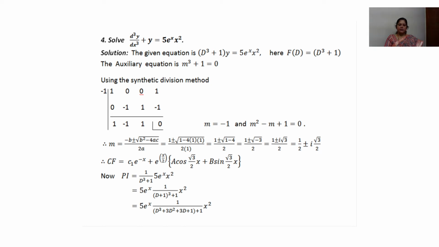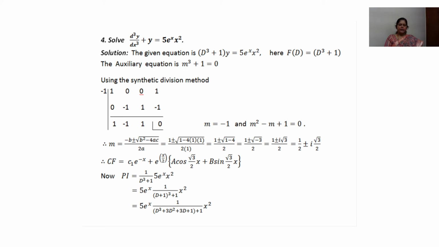So now PI is equal to 1 by D cube plus 1 of 5 into e to the power x into x square. Again we have a combination of exponential and polynomial function. So always we have to go with exponential first. So in the place of e to the power ax we have e to the power x. That means a is 1. So replace D by D plus 1 in the denominator. So 5 into e to the power x into 1 over D plus 1 whole cube plus 1 into x square. So replace D by D plus 1.